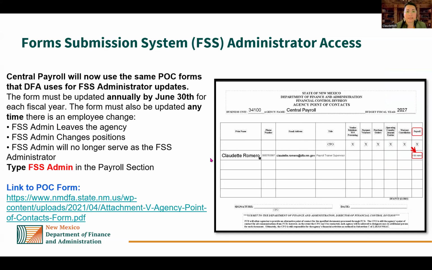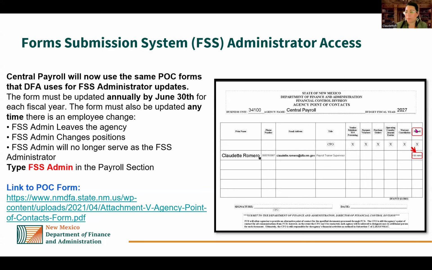The next system that we have is going to be our form submission system administrator access. We will be requiring all agencies to have this access. There's going to be two forms that we'll need you to fill out. That's going to be the FSS admin form that we have on our central payroll website. Starting June 30th, we are also going to be utilizing the agency point of contact form, which is listed here.